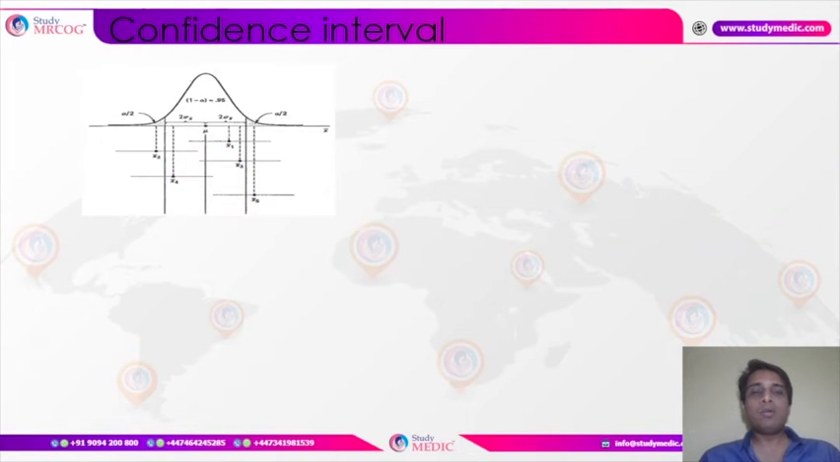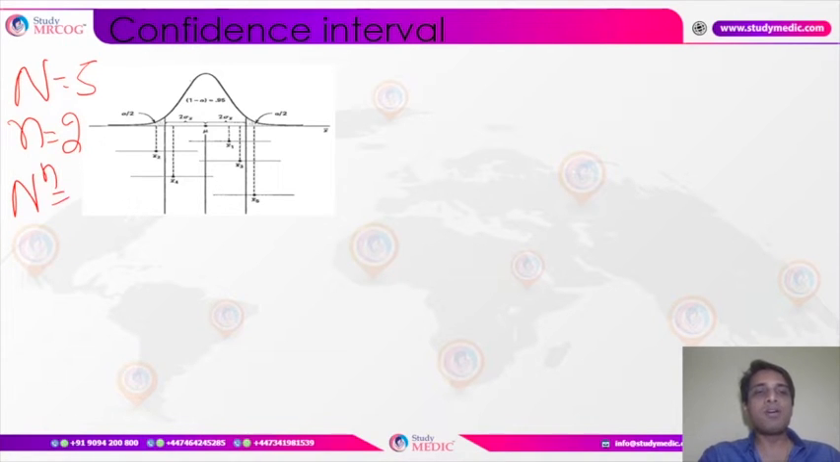Now, coming to confidence interval. What is a confidence interval? Suppose from a population we draw samples of a particular sample size, say a population of 5 and a sample size of 2. What are the probable samples? The different samples that can be drawn is n raised to n, which is around 25 different samples.